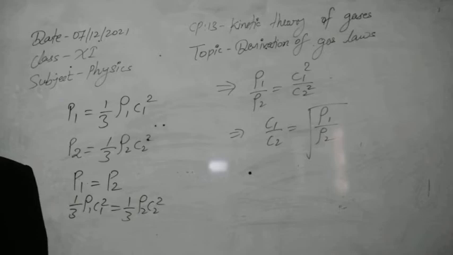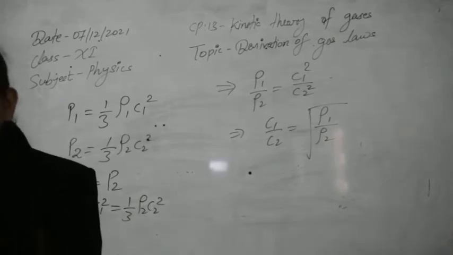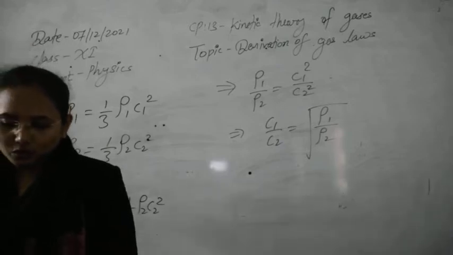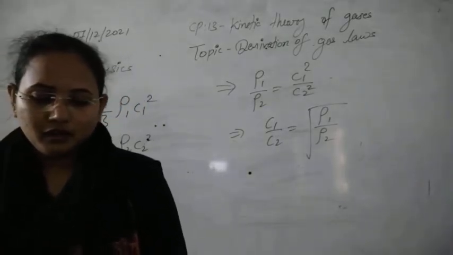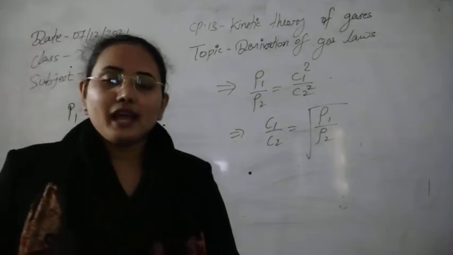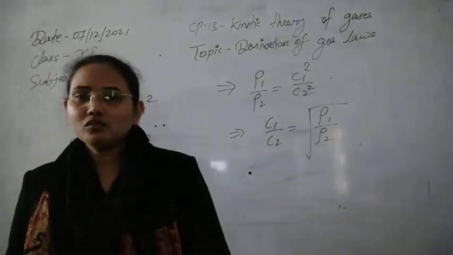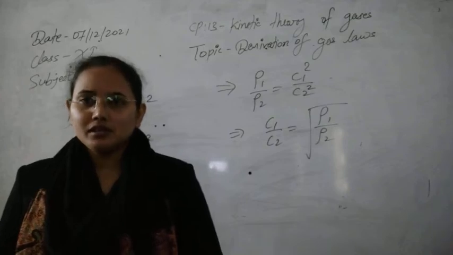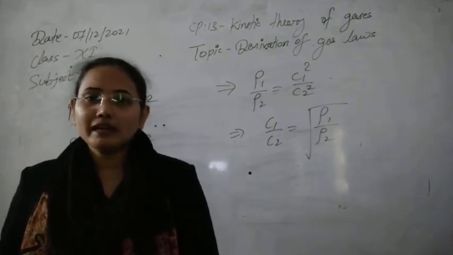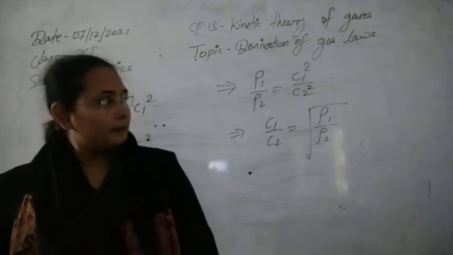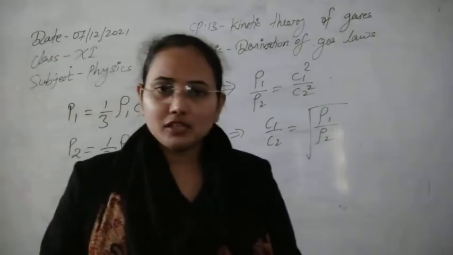Now after this, as we know, the rate of diffusion of a gas is directly proportional to the root mean square speed or velocity of its molecules. So the greater the root mean square velocity, the greater the diffusion. That is the directly proportional relationship between rate of diffusion and root mean square speed.